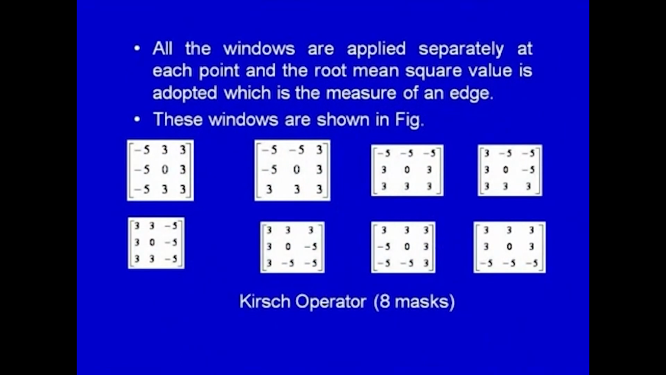All the windows are applied separately at each point, and the root mean square value is adopted, which is the measure of an edge. These windows are shown in the figure, and we can see that 3 elements have -5, while the 5 elements have a value of positive 3, giving the central pixel a value of 0, and these elements keep rotating in the clockwise direction to generate the 8 masks of the Kirsch operator. Then we come to the next type of filters, and that is zero crossing filters.